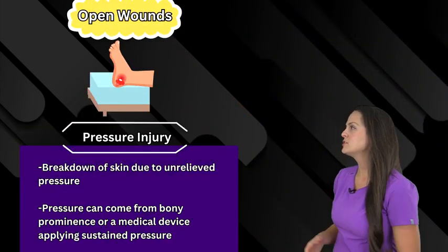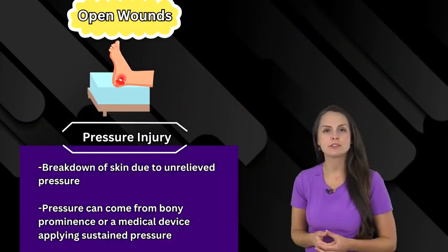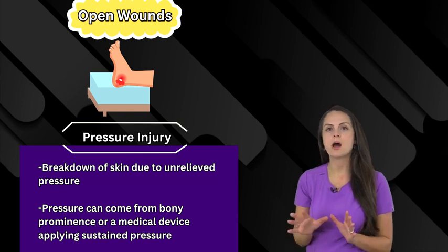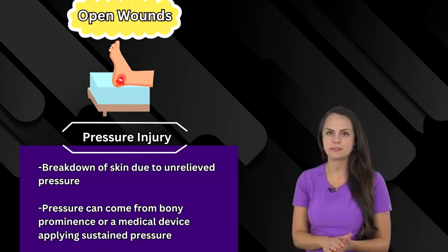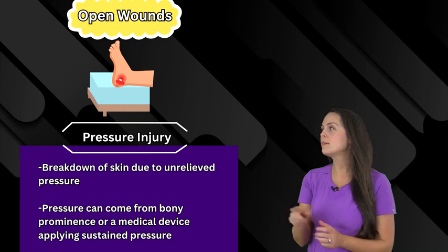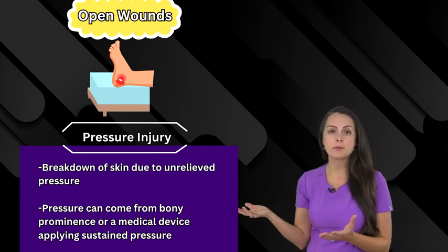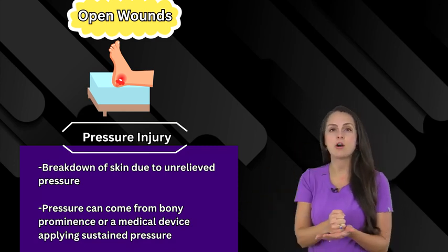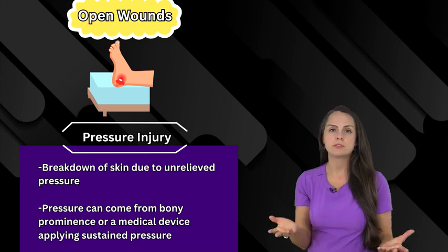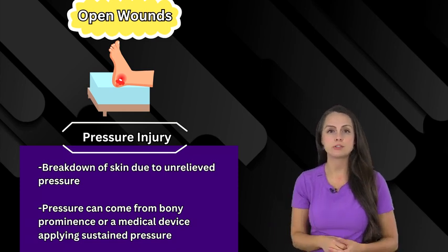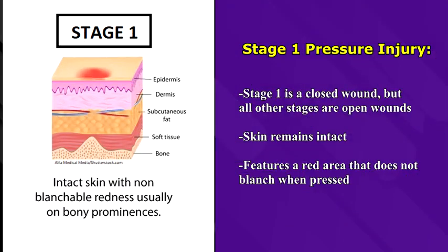Next, we have pressure injuries, also known as pressure ulcers. And these skin wounds develop from unrelieved pressure on those skin layers. And this pressure can come from a bony prominence on the body, where that bony prominence is just hitting that hard surface, or a medical device that's applying sustained pressure. And there are various stages of pressure injuries you want to be familiar with. For instance, stage 1. This is where our skin is intact. So we have a closed wound, but it's going to be red and it will not blanch when it's pressed.